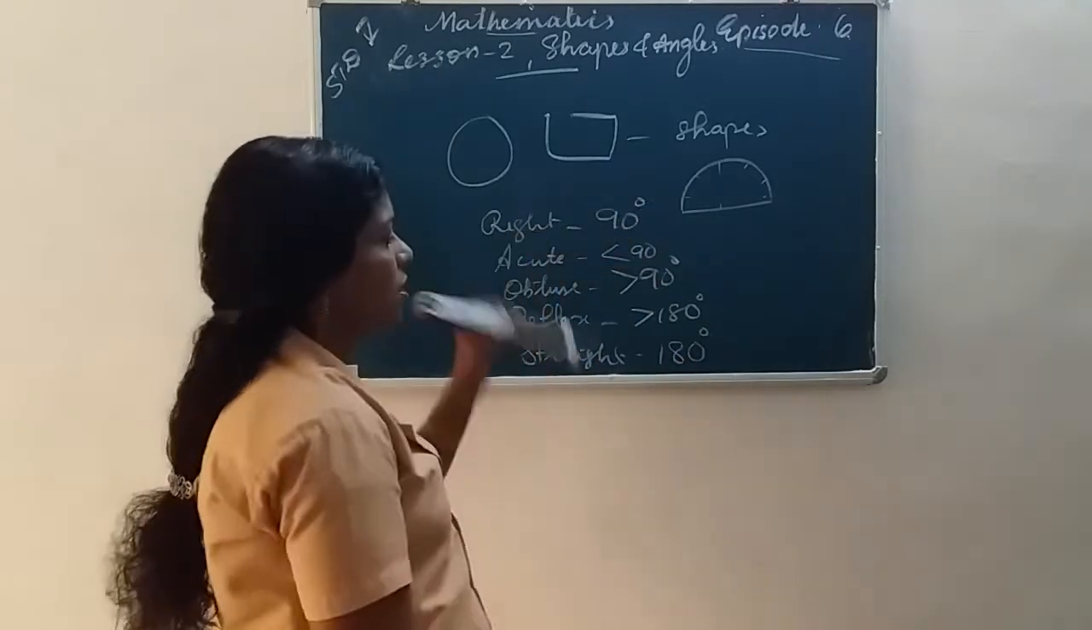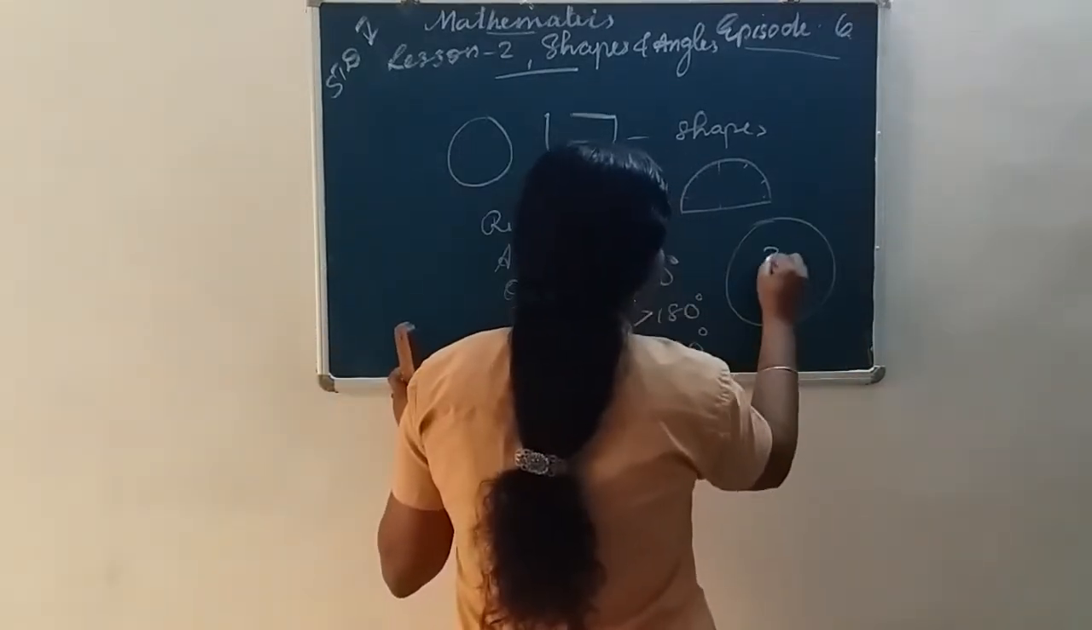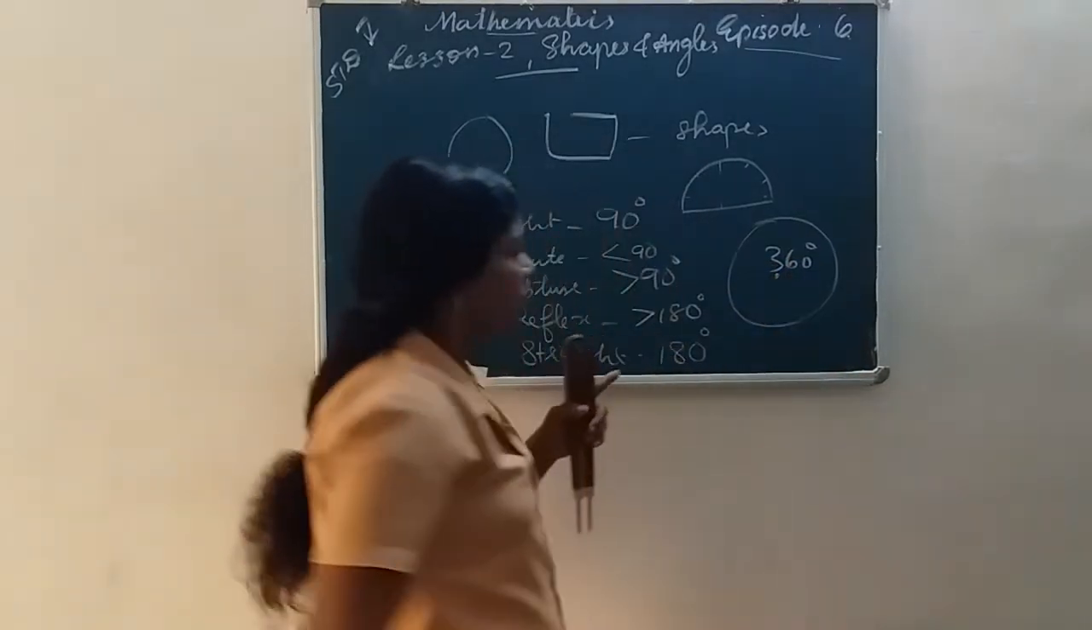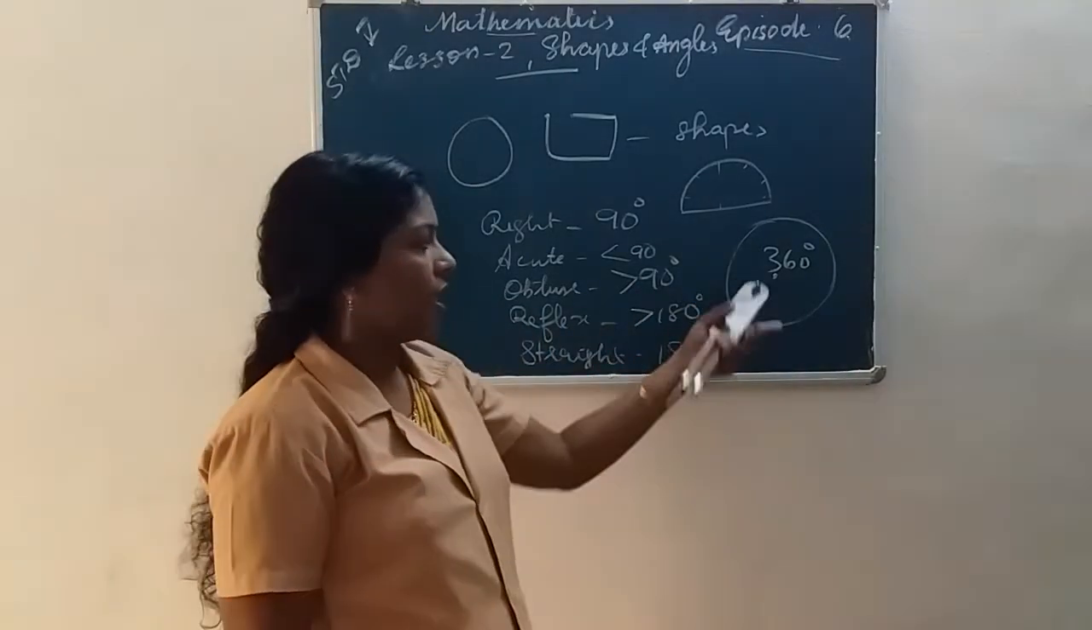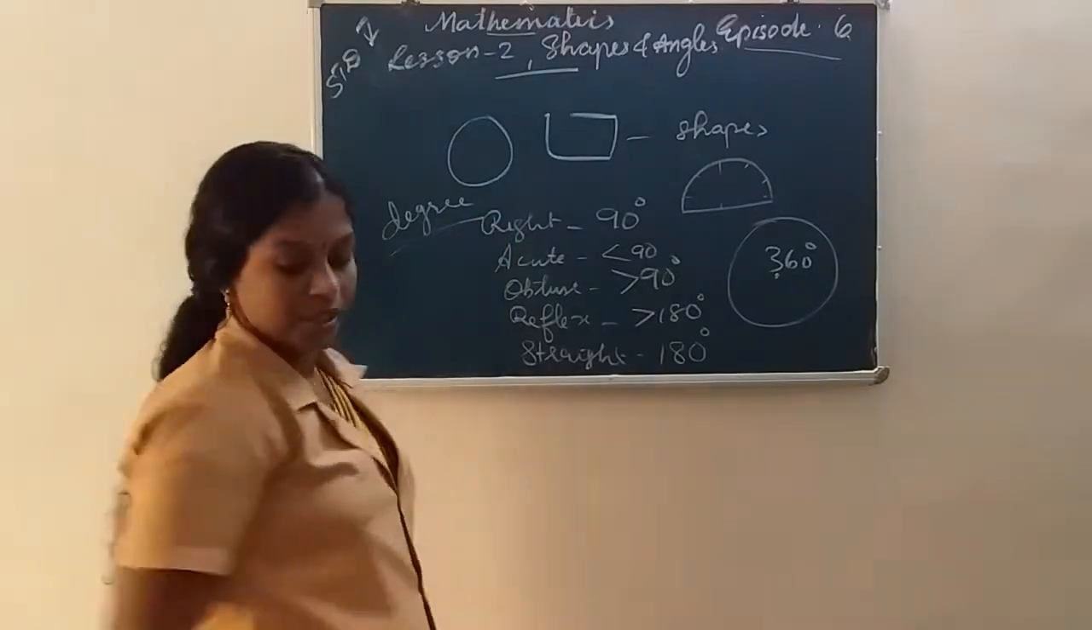And again rotated this way, one single line is a circle. So the angle of a circle is 360 degree. The measurement unit of angle is degree. Okay, all of you understand?